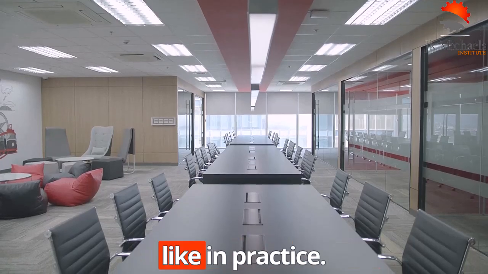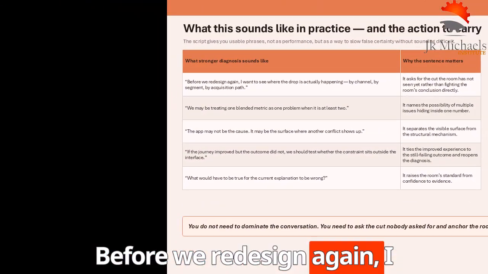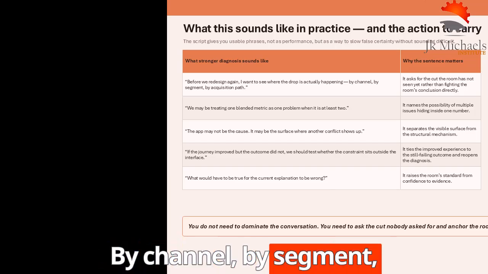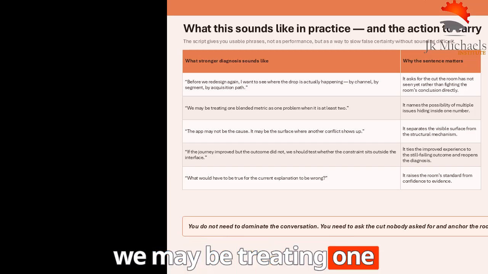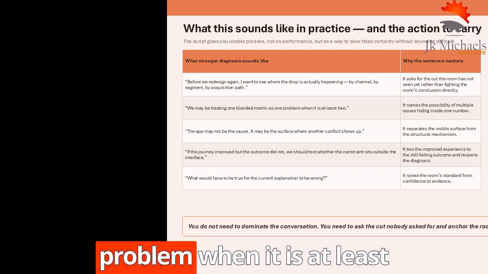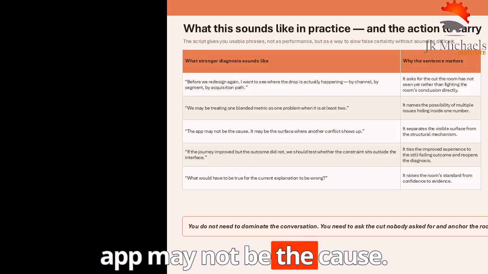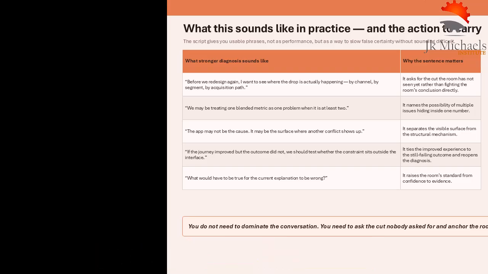This is what that sounds like in practice. Before we redesign again, I want to see where the drop is actually happening. By channel, by segment, by acquisition path. We may be treating one blended metric as one problem when it is at least 2. The app may not be the cause. It may be the surface where another conflict shows up.